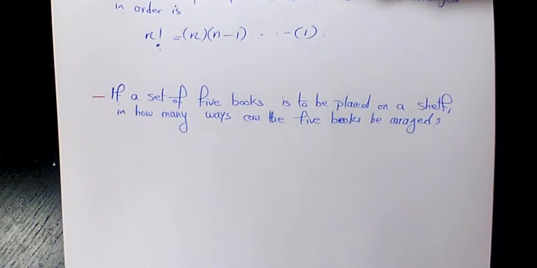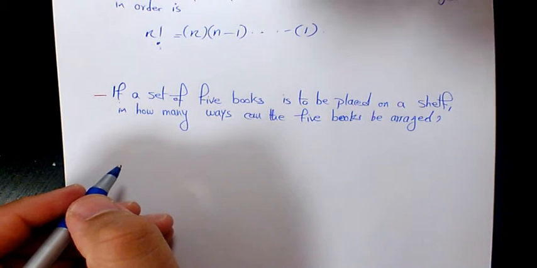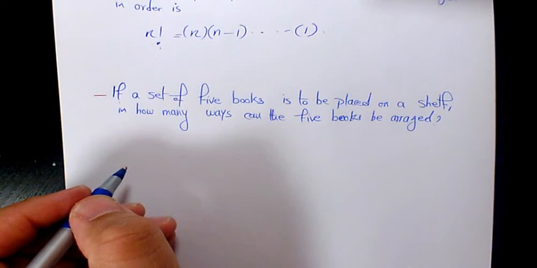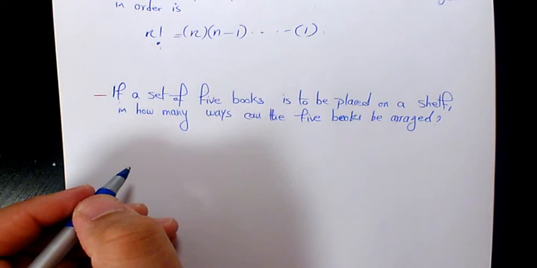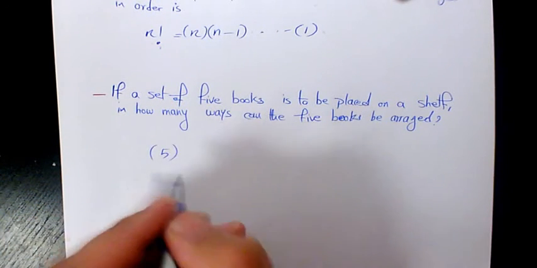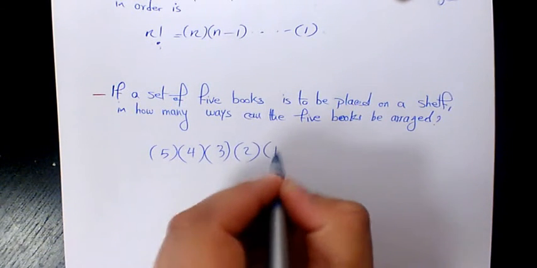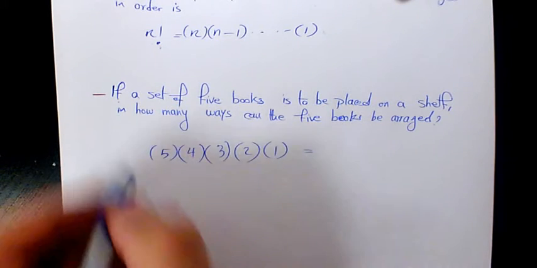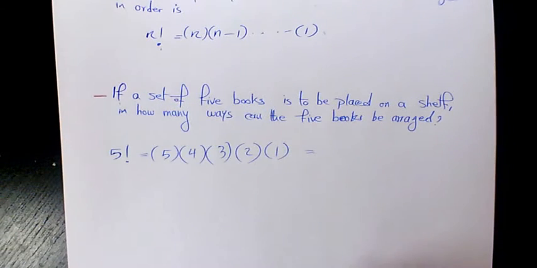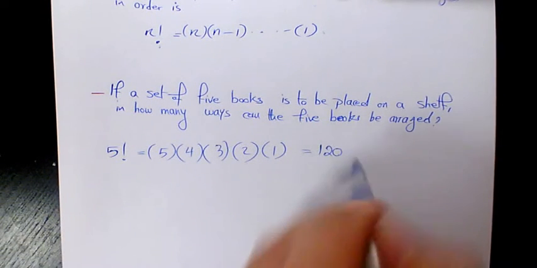Now you have an example here. If a set of 5 books is to be placed on a shelf, in how many ways can the 5 books be arranged? When we place the first one, the first position is occupied, so we have 4 more positions to be filled. For the first position, we have 5 possible outcomes. For the second position, 4, then 3, 2, and finally just one option. So you have 5 factorial, which is 5 times 4 times 3 times 2 times 1. That's going to be 120 different ways.